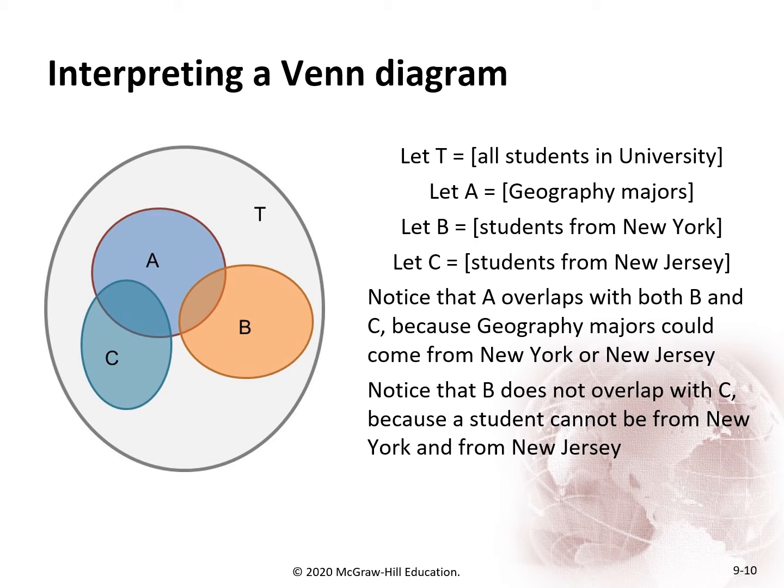This is a nice diagram to understand how this works. Circle T is all the students, A is all the geography majors, B are the students from New York, and C are the students from New Jersey. You'll notice that A overlaps with both B and C because geography majors could come from New York or New Jersey, but B doesn't overlap with C because you're either from New York or you're from New Jersey.